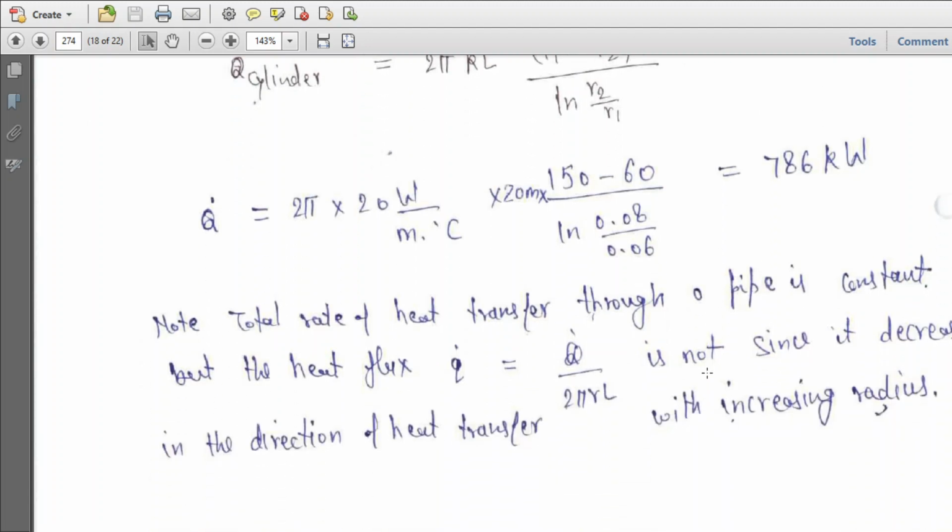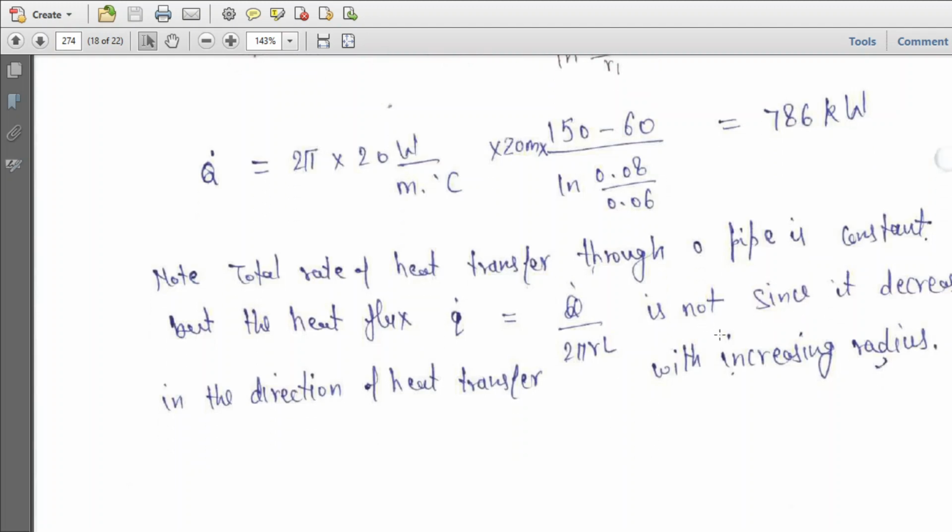kilowatt. Note, the total rate of heat transfer through a pipe is constant, but the heat flux, q dot, which is Q upon 2 pi RL, is not, since it decreases in the direction of heat transfer with increasing radius.